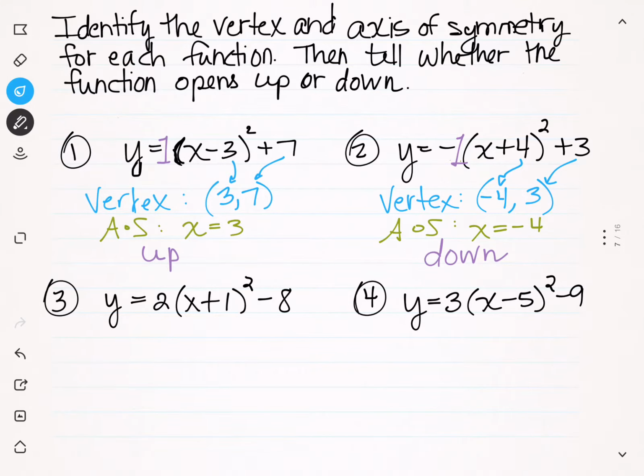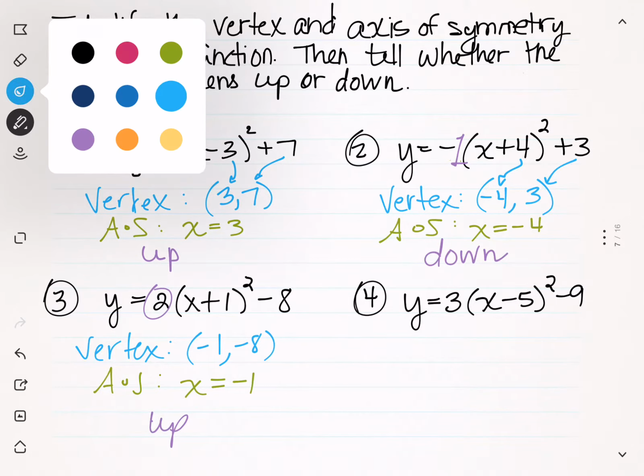Let's try number 4. We have a vertex here at, looks like, (-1, -8). Okay. Our axis of symmetry then is going to be x is equal to negative 1. That's the x value of the vertex. And our value of a is 2. a is 2. So that's positive. We're going to open up with that parabola.